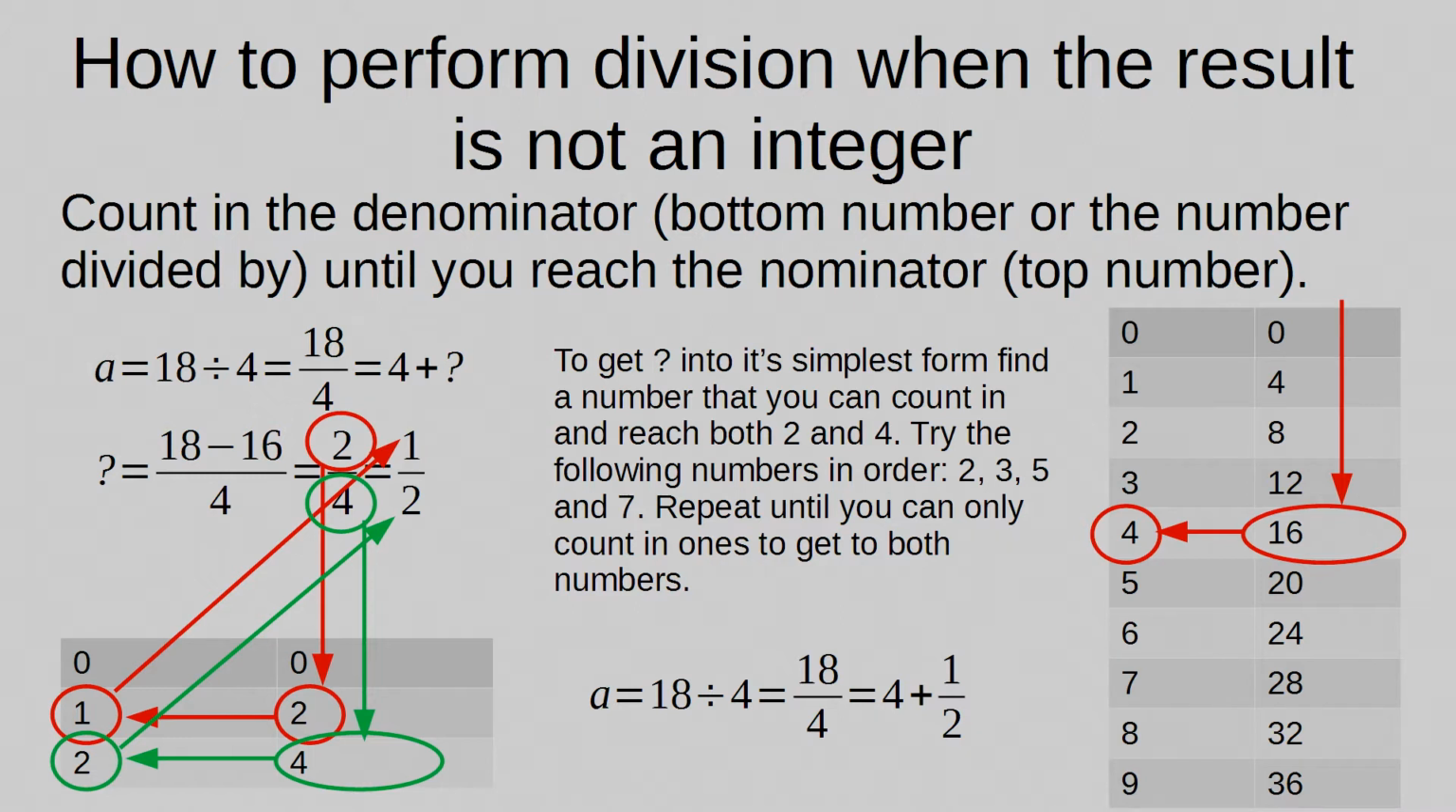In this case, I get 2, and then I just need to divide that by the denominator of the original question. I can also represent 2 over 4 in a simpler way, and I can achieve that by finding a number that I can count in to both the numerator and the denominator. So in this case, I can count in 2s to both the numerator and denominator. My final answer is 4.5.